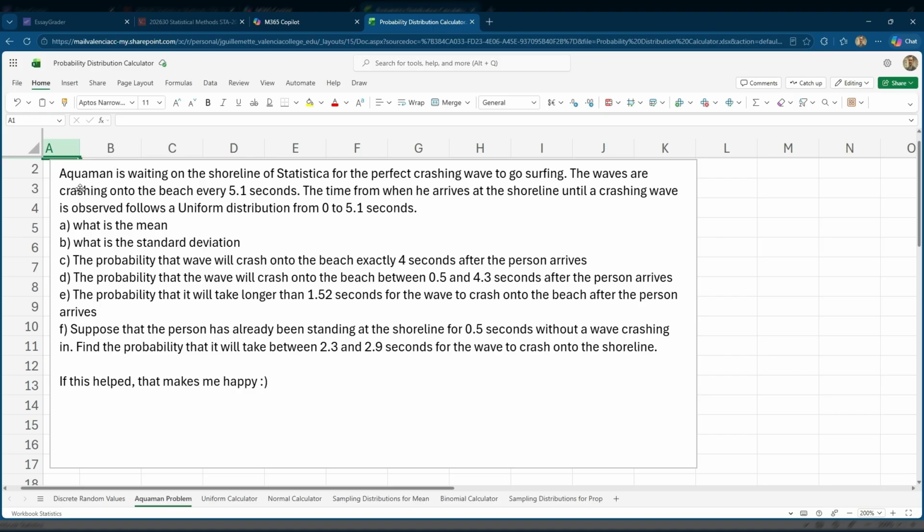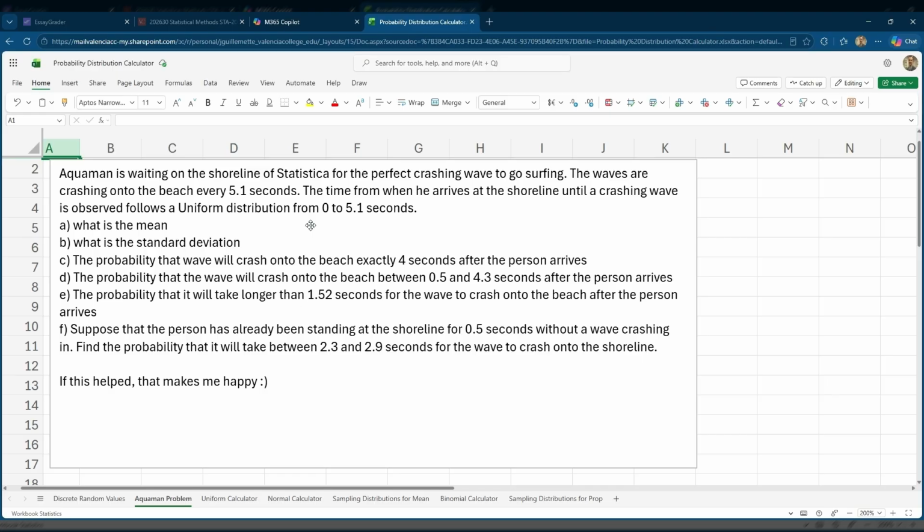calculator, right? So here we have Aquaman is waiting on the shoreline of Statistica for the perfect crashing wave to go surfing. And when he gets there, the waves are crashing onto the beach every 5.1 seconds. The time from when he arrives at the shoreline until the crashing waves is observed follows a uniform distribution from 0 to 5.1 seconds. Okay, so what this means is that there's an equal probability of a wave hitting the shore between 0 and 5.1 seconds.